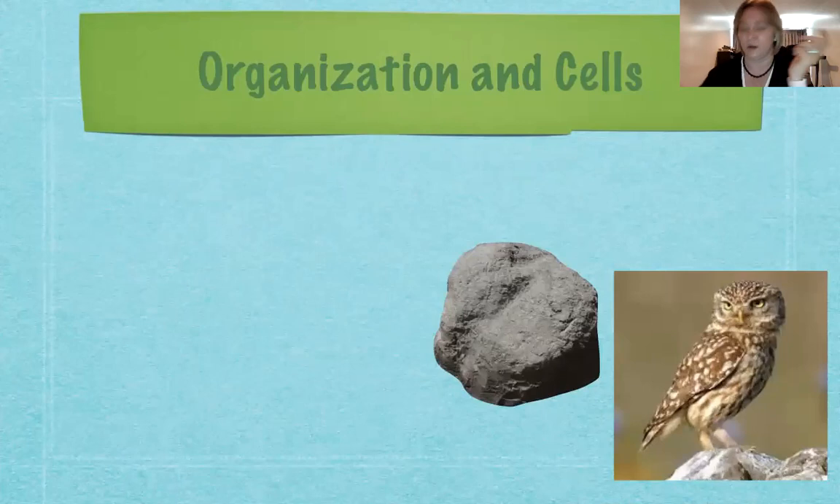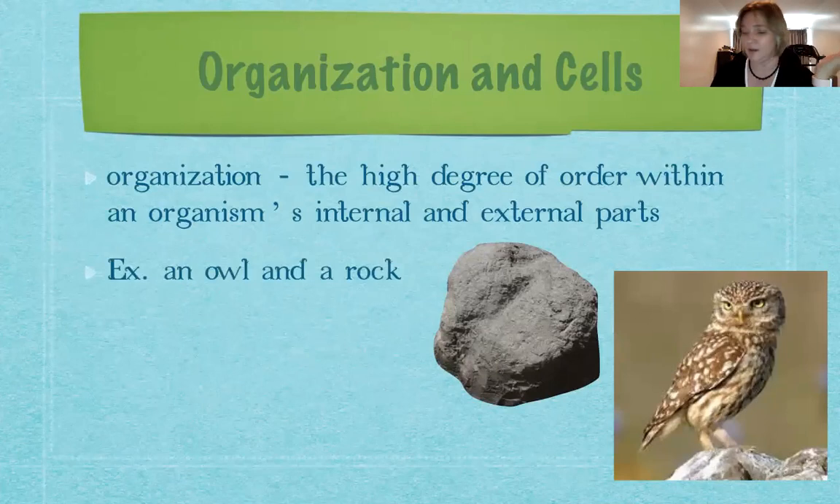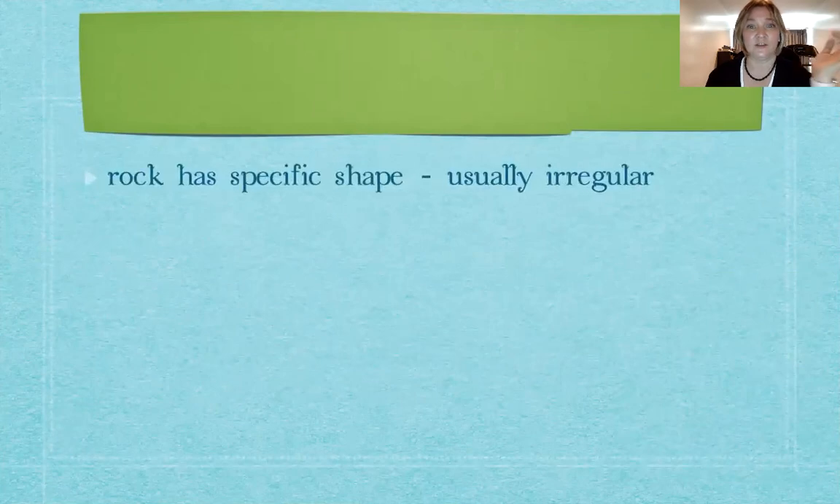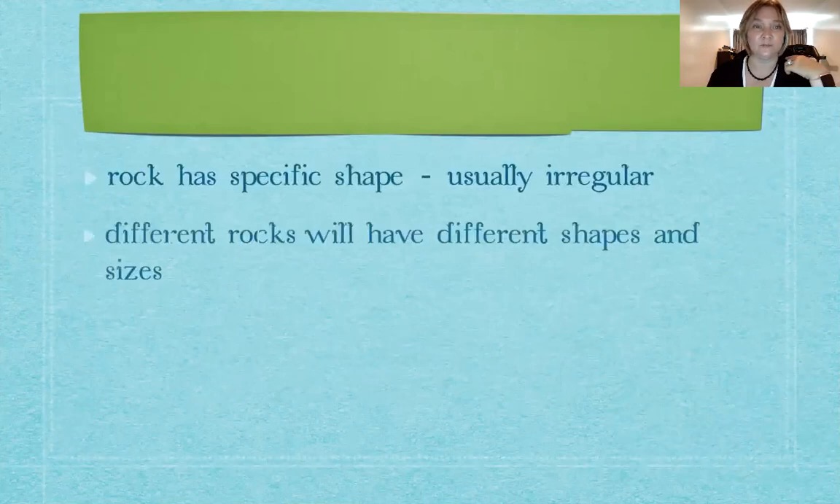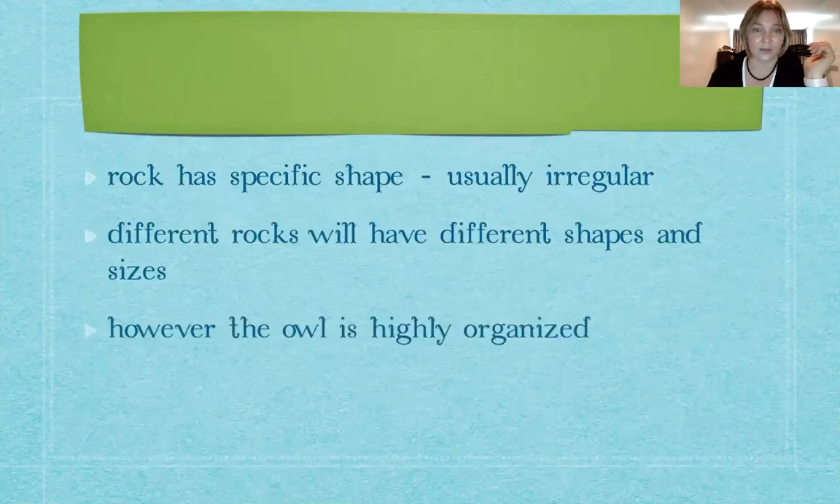Okay, so characteristic number one is organization and cells. Organization is the high degree of order within an organism's internal and external parts. For example, an owl and a rock. A rock has a specific shape, which is usually irregular. So different rocks are going to have different shapes and different sizes. But the owl is highly organized.